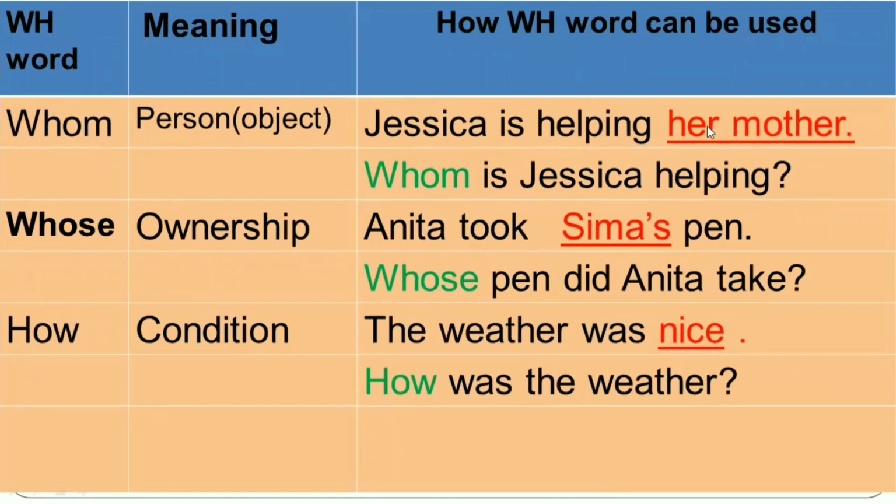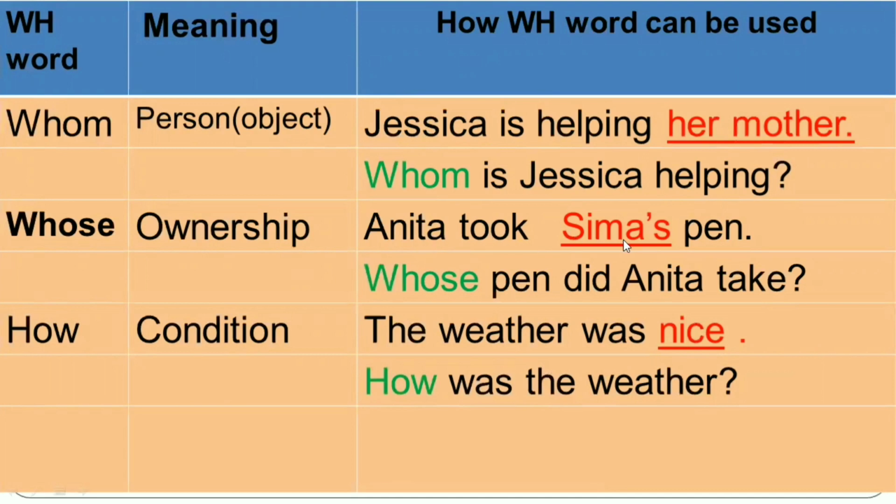Jessica is helping her mother. So my dear student, here, look at the underlined word, her mother. It indicates a person, but it is the object of the sentence. And I have told you before that if the underlined word indicates a person and it is in the object, then the WH word will be whom. So write here whom, and find out, is there an auxiliary verb? Here you can see is, auxiliary verb. So right here, then the subject, then the main verb. So whom is Jessica helping? Then question mark.